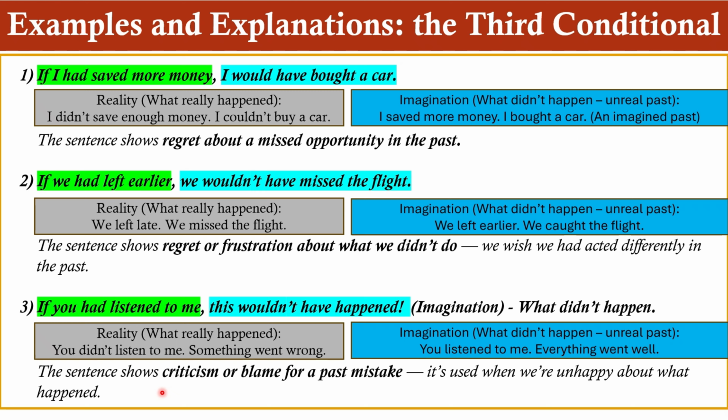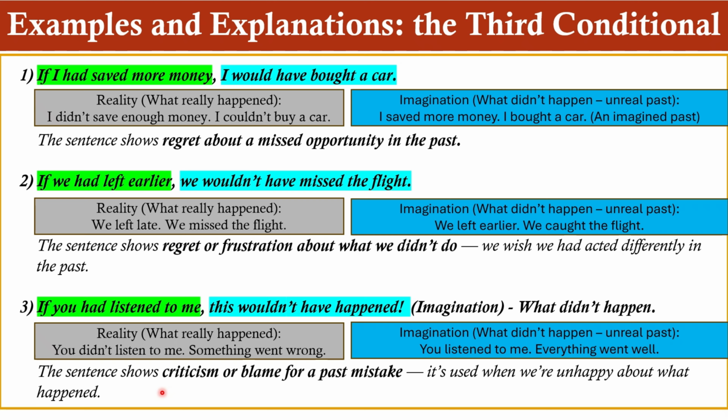So the third conditional helps us talk about unreal or imaginary past situations. Times when we wish the past had been different, or when we feel sorry, frustrated, or angry about what happened. Even though we can imagine these situations, the past can't be changed. This structure simply helps us express how we feel about it and how things could have been different.